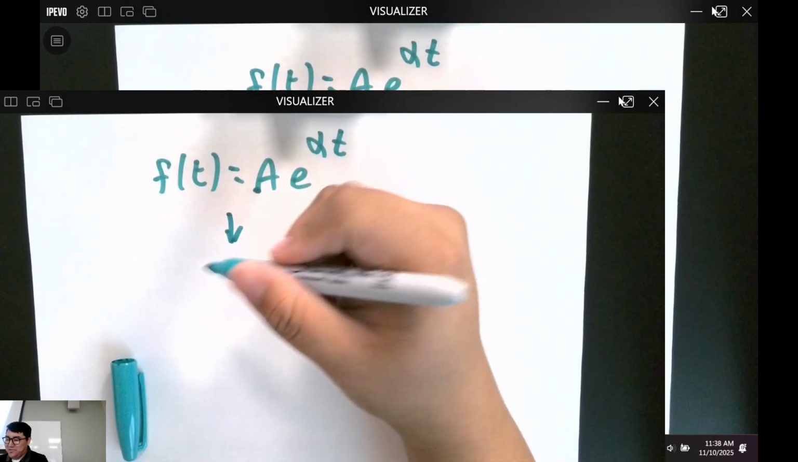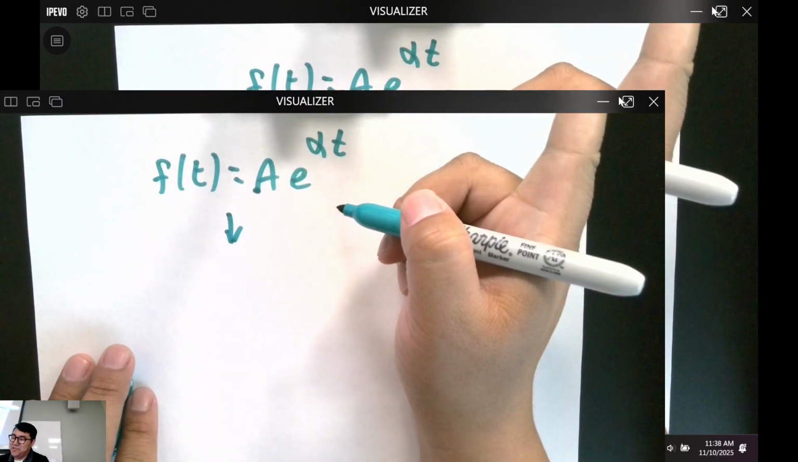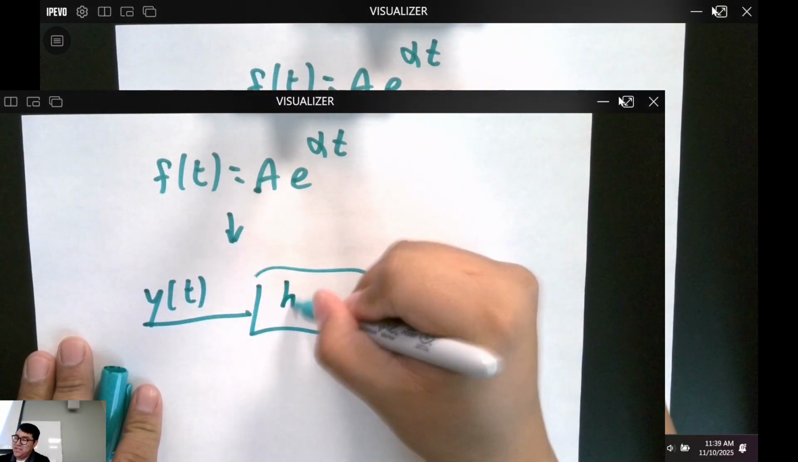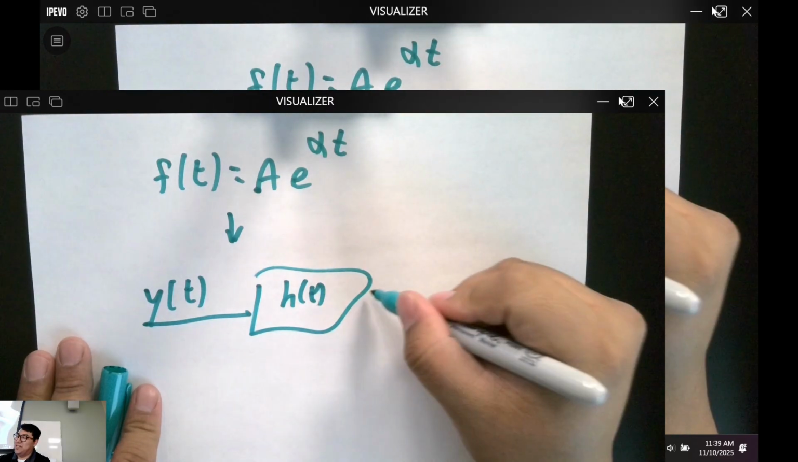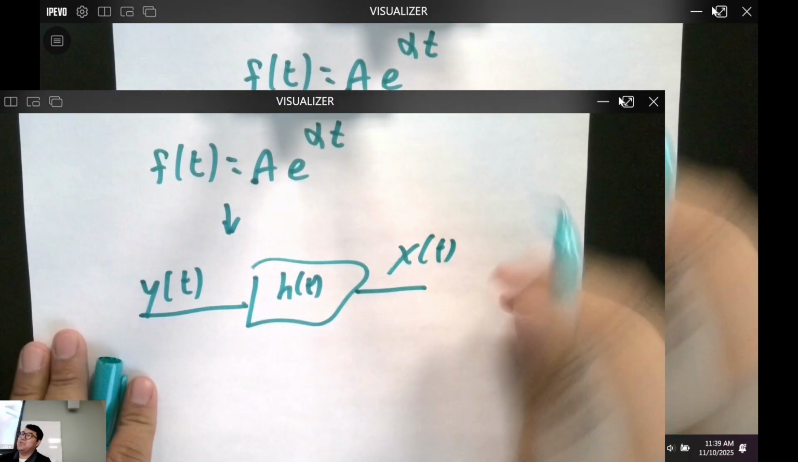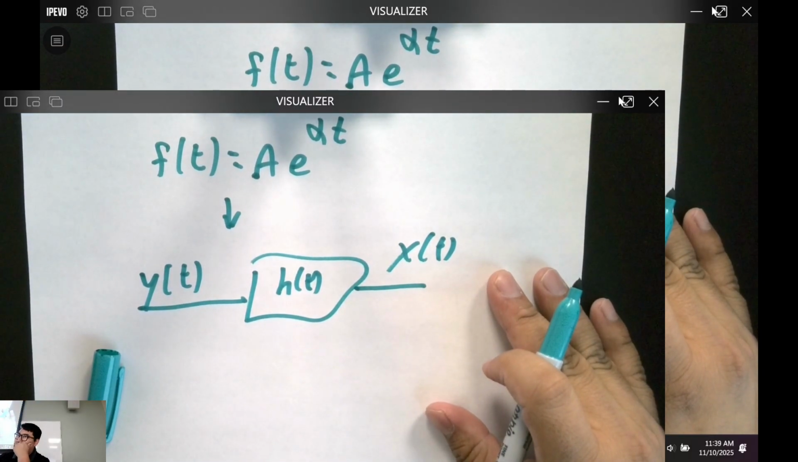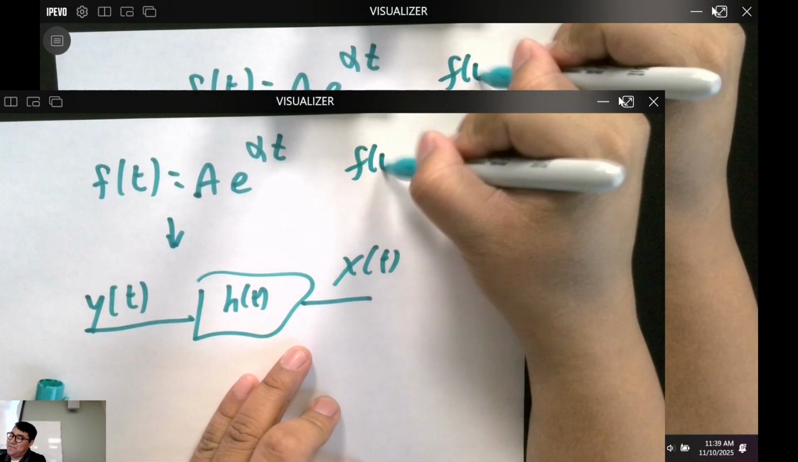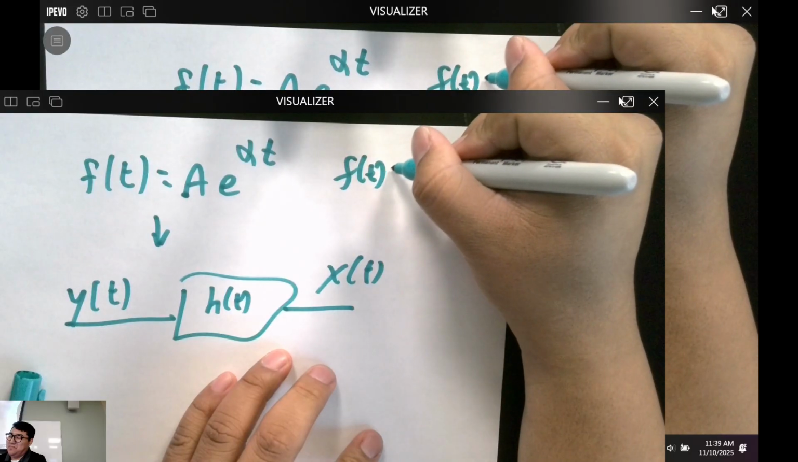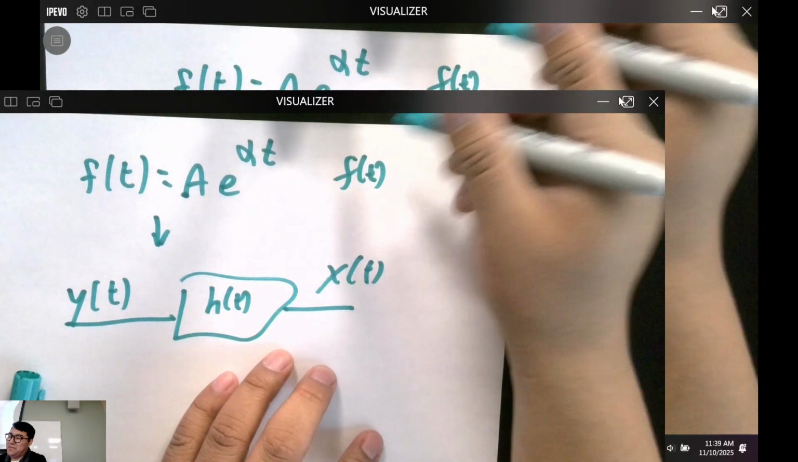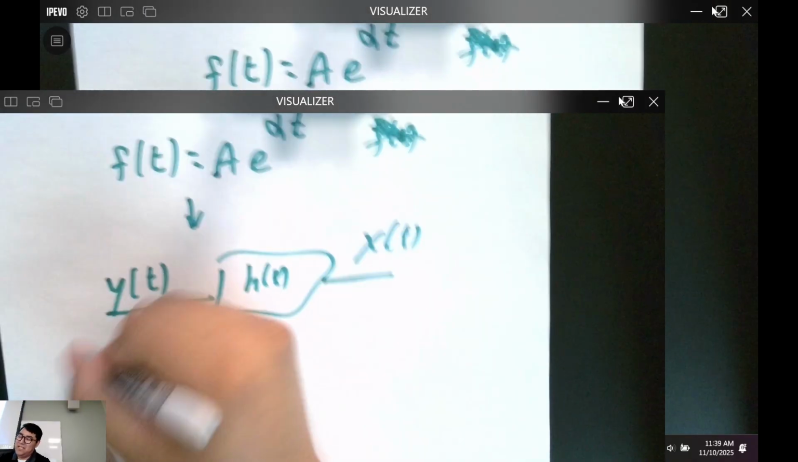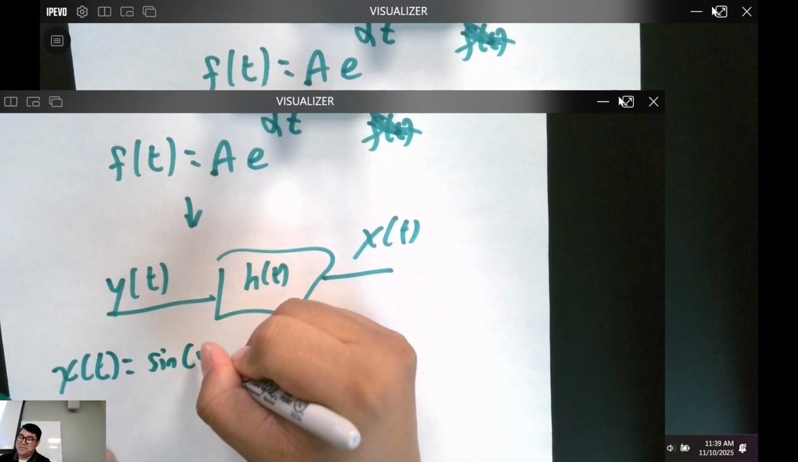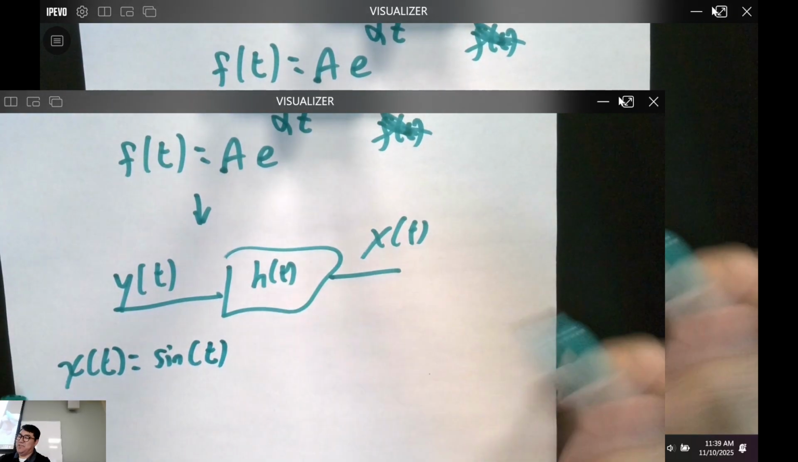Let me see if I can remember. Actually, let me tell you this. So remember how we had y of t, correct? And then some h of t, some response, and you're given some x. So you'll realize there's this thing called eigenvalues and eigenfunctions, to where, for example, if x of t is, I don't know, sine t. It's a wiggly sine wave, right?